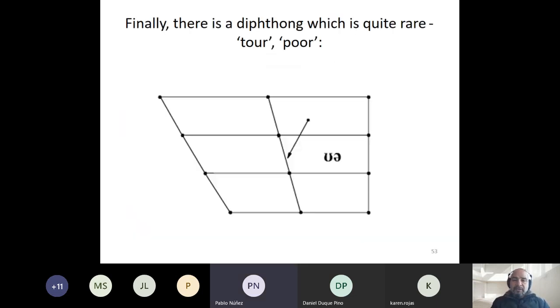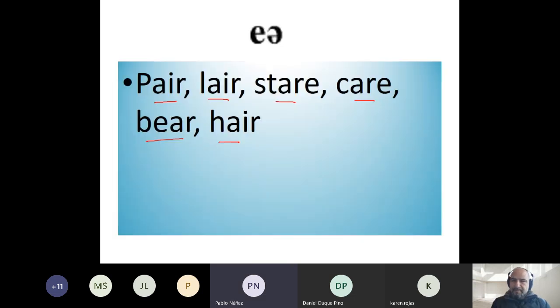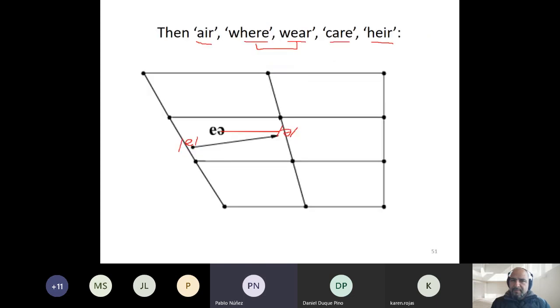Yes, sir, go on. May I ask for the difference between air, the last one, and the one before, where we have air, right? Hair, and air. How is it pronounced? I mean, here we have air, right? Yes.